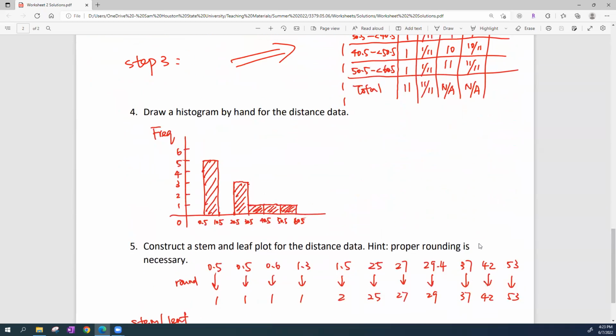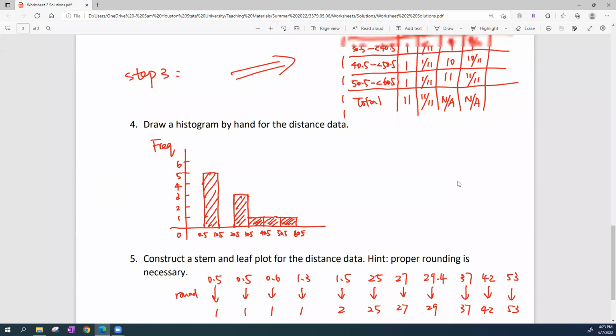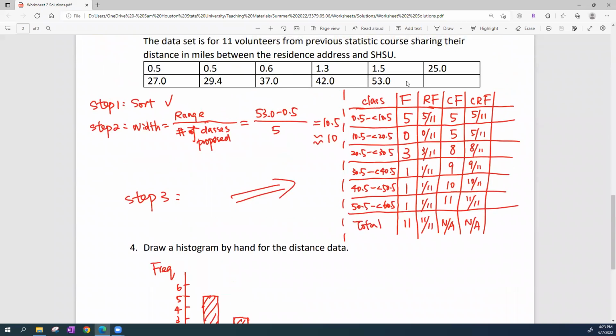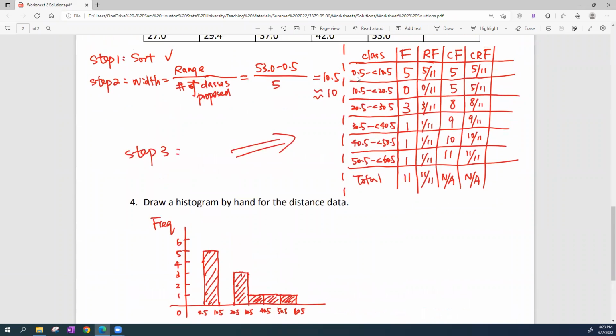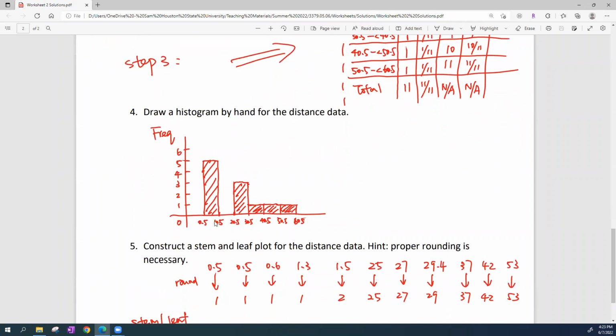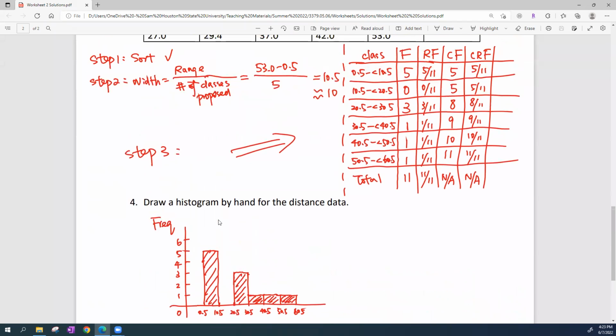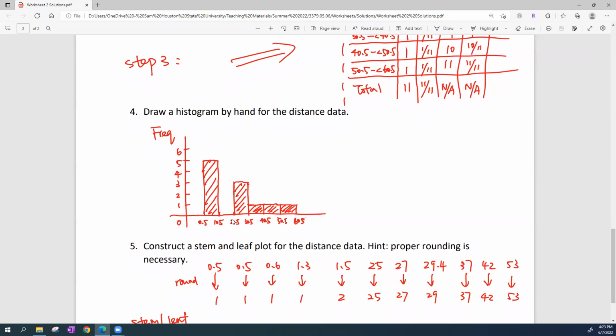Then question number 4, we want to draw a histogram by hand for the distance data. A histogram should be based on the frequency distribution we have here. So we have 5, 0, 3, 1, 1, 1, and the cut points are the lower limit of the first class and then all the upper limits: 0.5, 10.5, 20.5, 30.5, 40.5, 50.5, and 60.5. So for the axis, we put all the cut points down. Of course, the width should be the same because the width is 10.